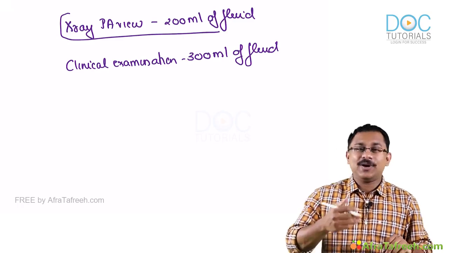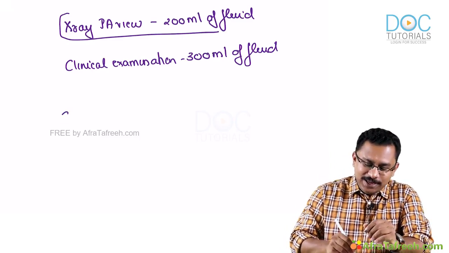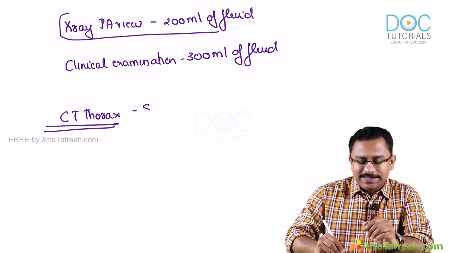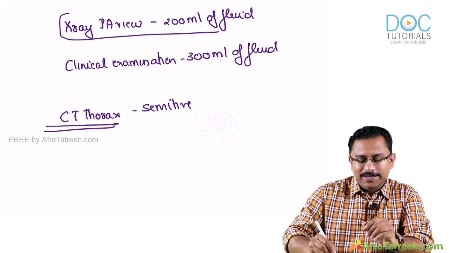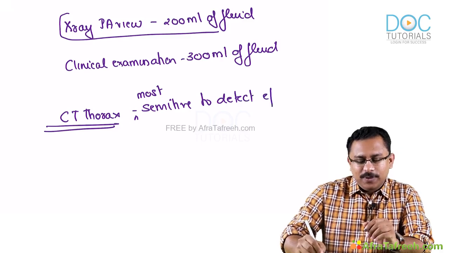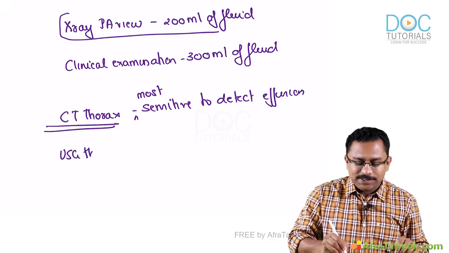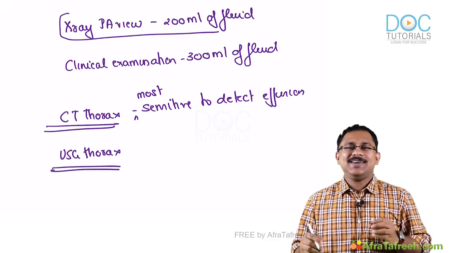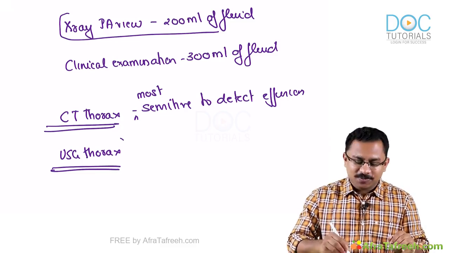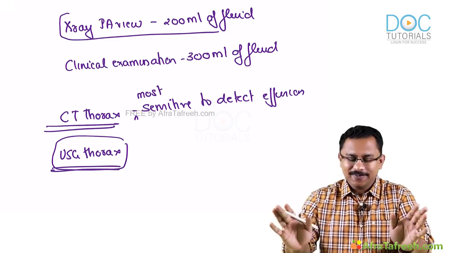But remember one thing, if you are asked what is the most sensitive investigation to pick up an effusion, it is going to be a CT thorax. CT thorax is the most sensitive to detect an effusion. If you are asked about ultrasound, yes, you can do a USG thorax and detect effusions, but CT again would be more sensitive. So if in your exam CT is not given in the options, you can go for ultrasound for picking up the minor effusions. Okay, very clear.